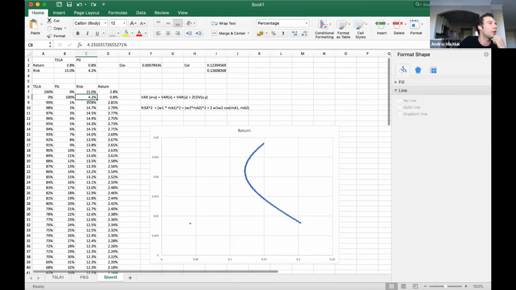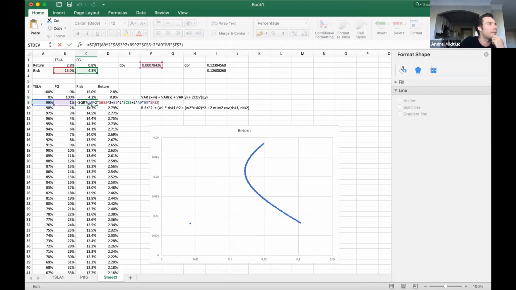So let's check the formula again. So we're taking 99% of Tesla risk plus, let me check if everything is copied correctly. So 98% of Tesla risk squared. Oh, okay, I didn't square this second part. I see. You see, I haven't. That's what she's talking about. I should be squaring both things.